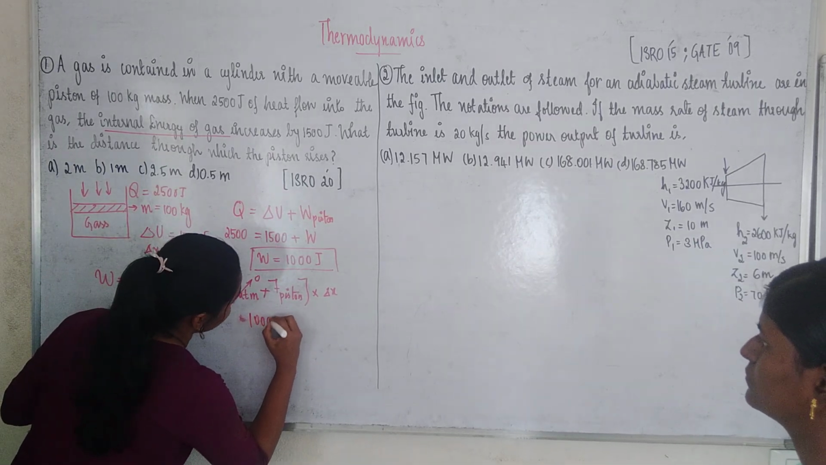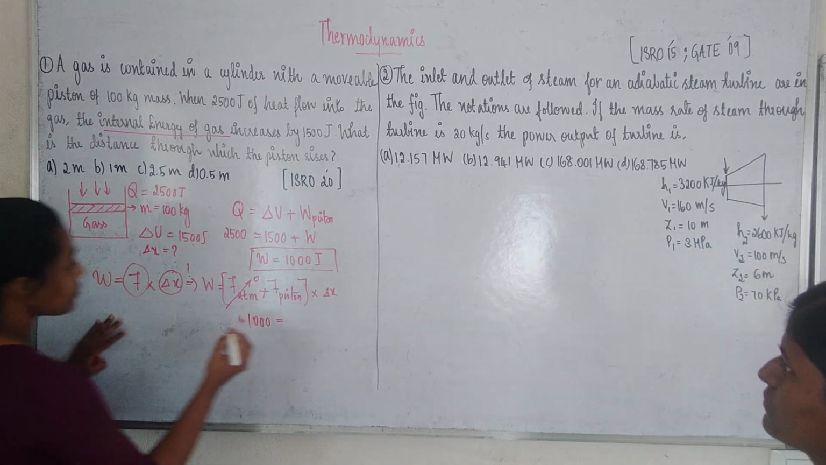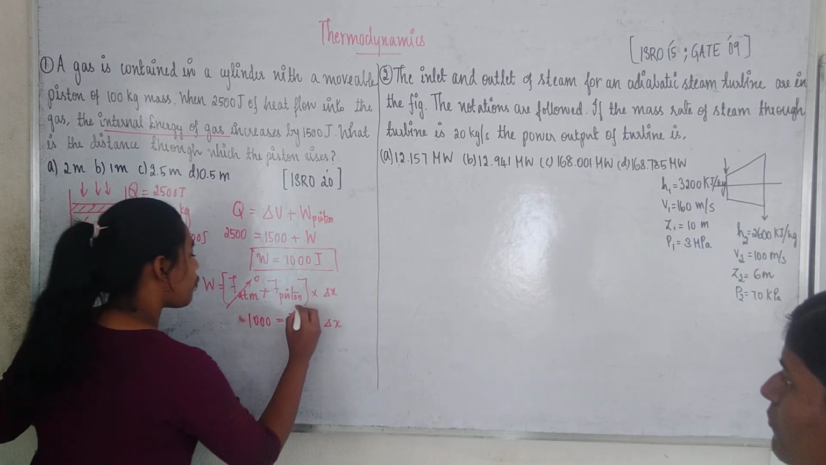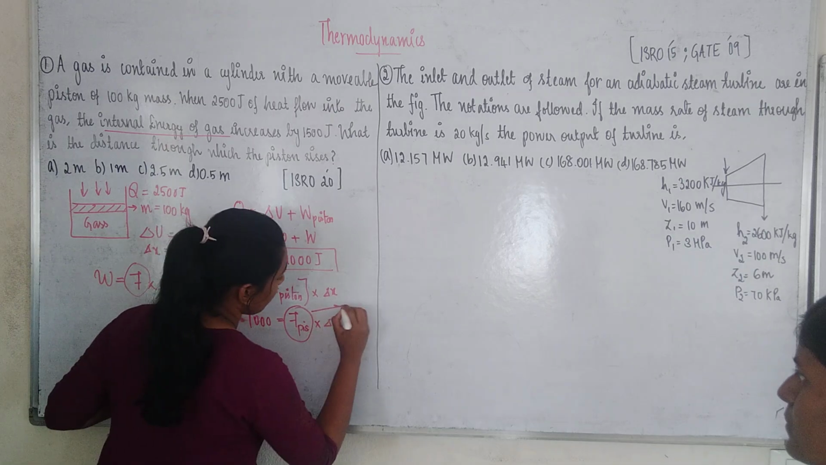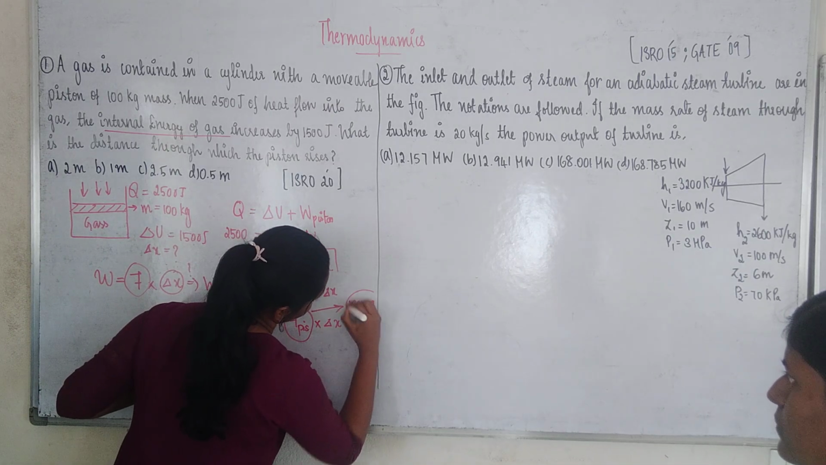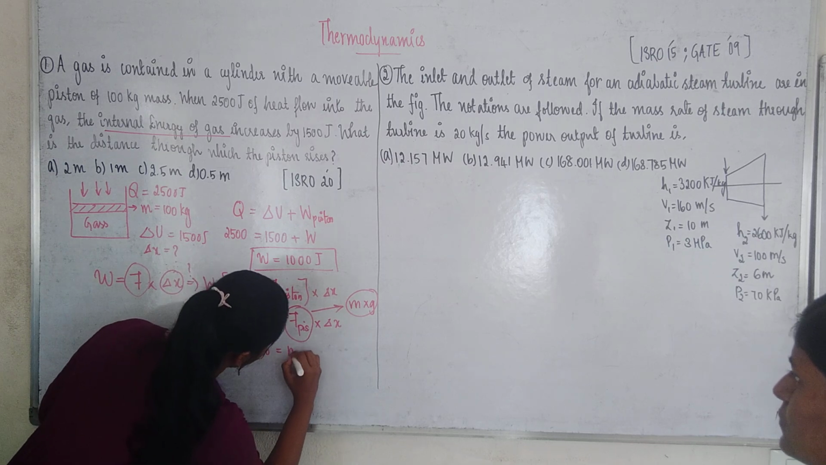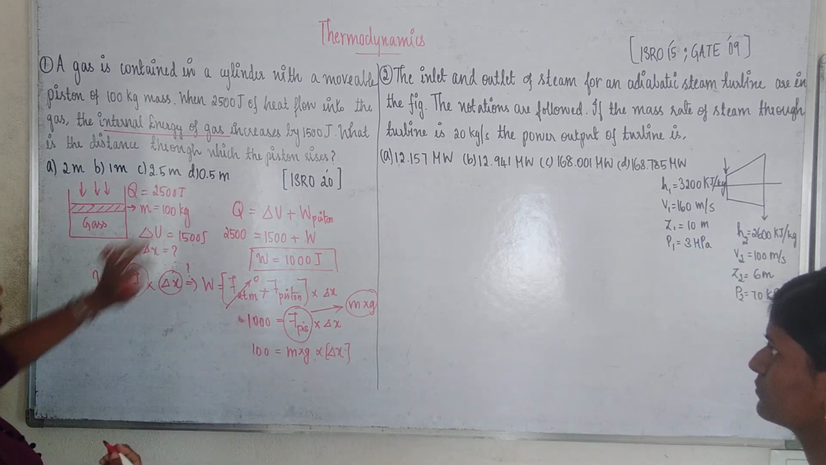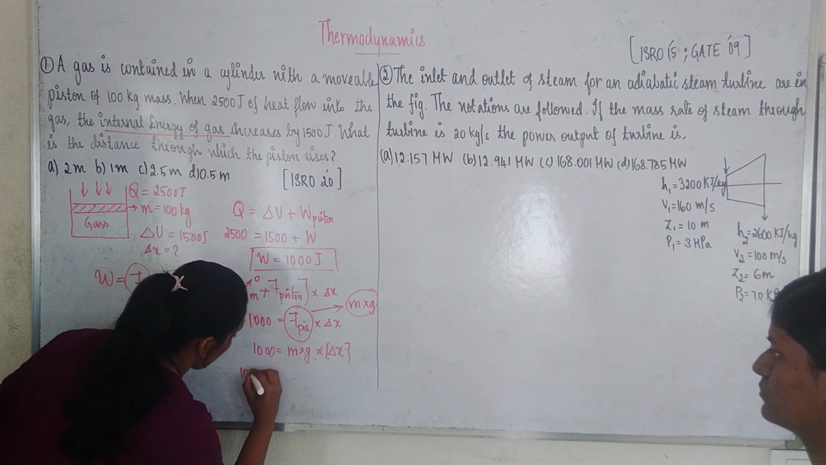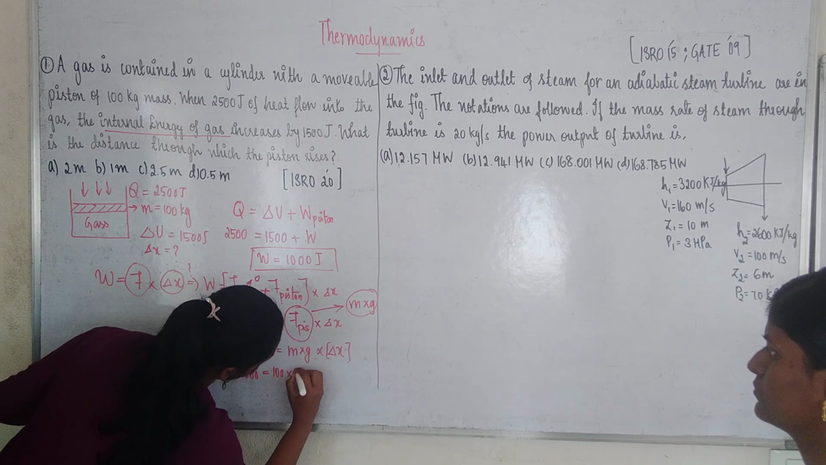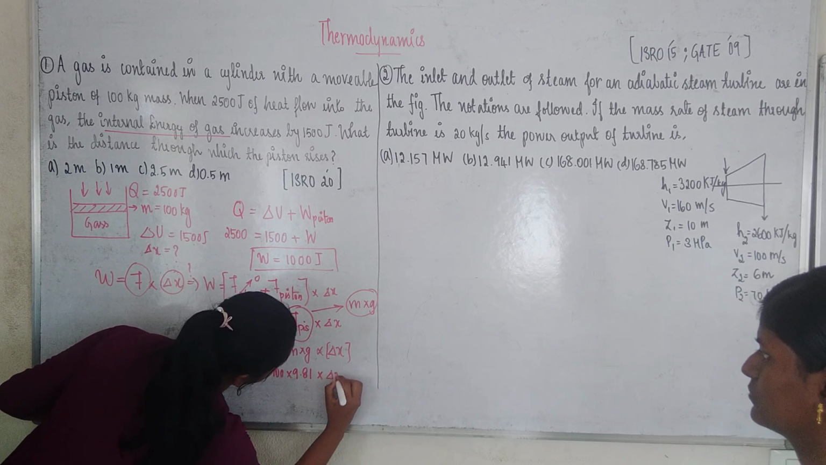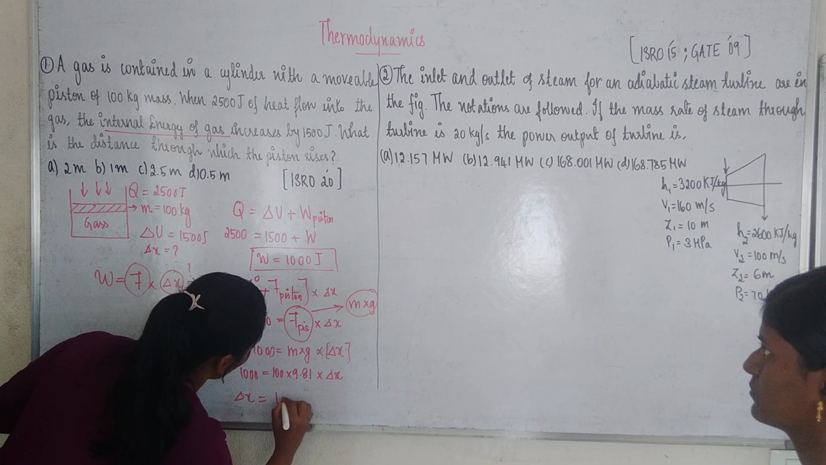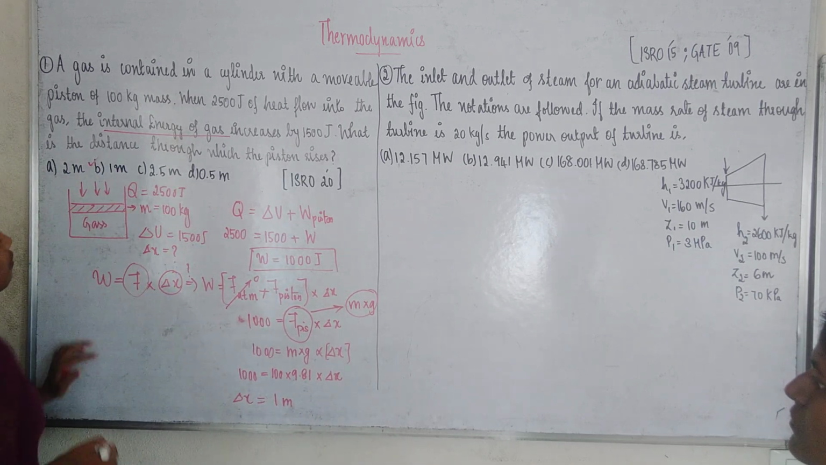So W we already found out, 1000 is equal to force of the piston into delta x. Now the formula for force is M into G. So 1000 is equal to M into G into delta x. Mass is 100 kilogram. 1000 is equal to 100 into 9.81 into delta x. So from here we find that delta x is equal to 1 meter. So the option is option B, 1 meter.